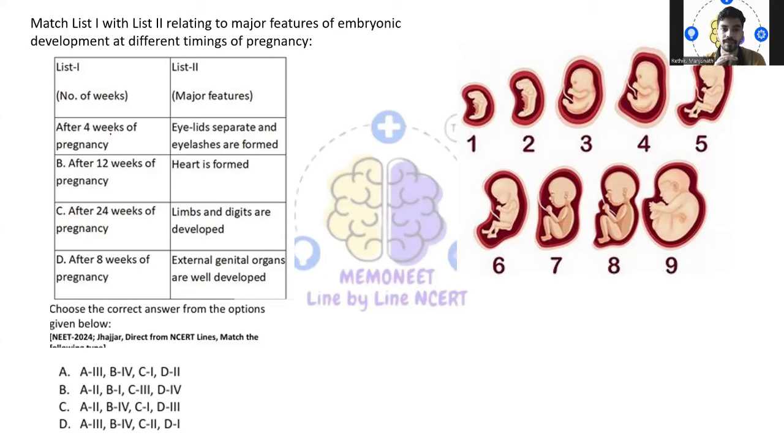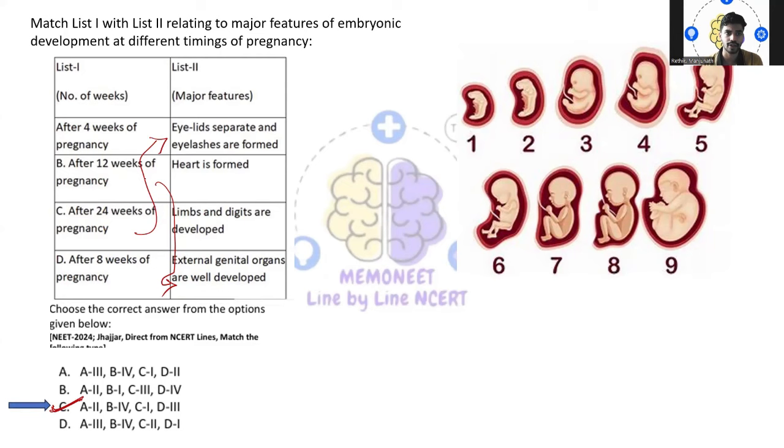So after the 12th week of pregnancy, what you'll see: limbs and digits are developed, and external genital organs are well developed. 12 weeks of pregnancy, that is the first trimester, right? What exactly are you going to see? Then after the 24th week of pregnancy, you will see what? Cool. So the option will be C, right? Yes, option C is the correct answer, because you need to know them.